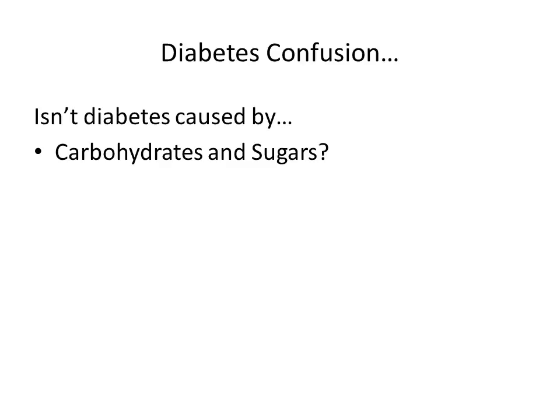You might have thought that it is the carbohydrates and sugars that we eat that cause diabetes. After all, it's them that are converted into this blood sugar level that ends up being too high in diabetes type 2. Well, there's a lot of confusion, even amongst our specialists. Let's have a look and see if we can clear this up.